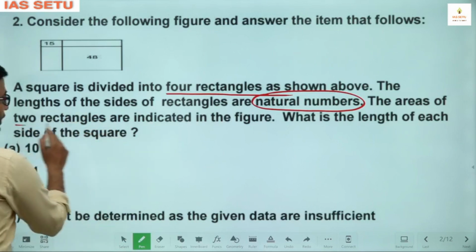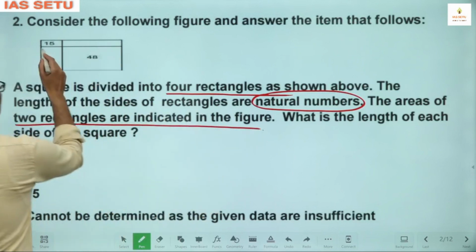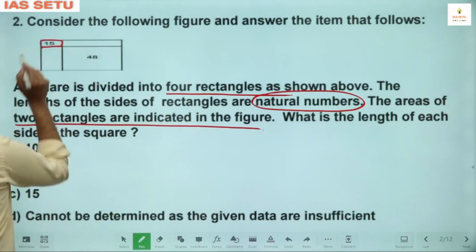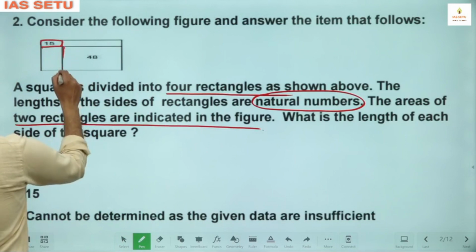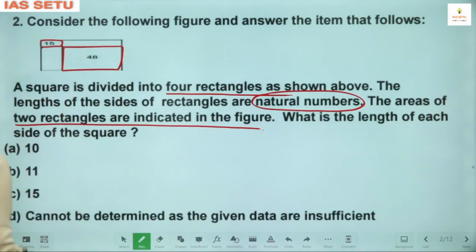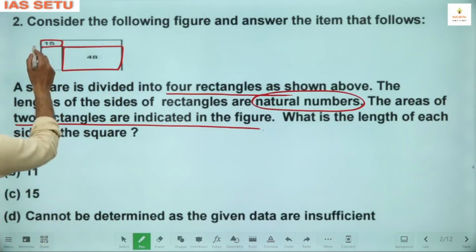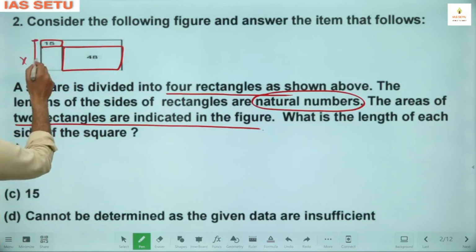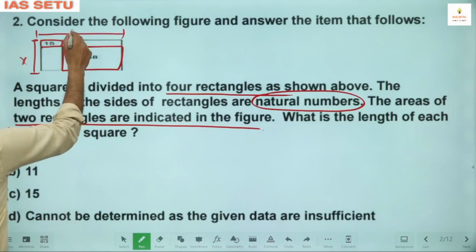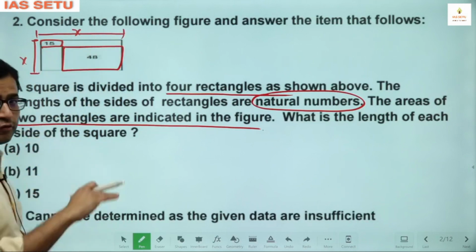The areas of 2 rectangles are indicated in the figure. So the area of this rectangle is 15 centimeter square and the area of this rectangle is 48 centimeter square. What is the length of each side of the square? So we have to find this length. Diagram is not to scale. This is a square, x and x.